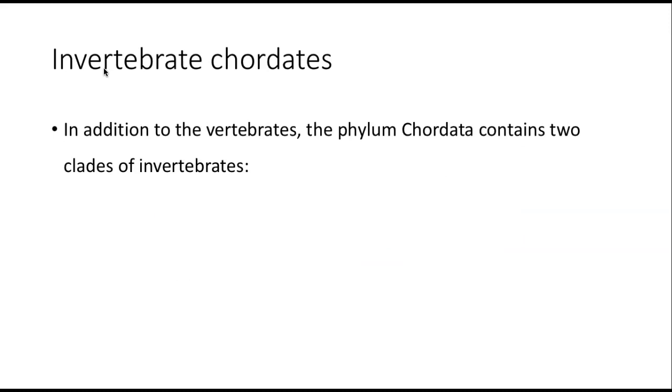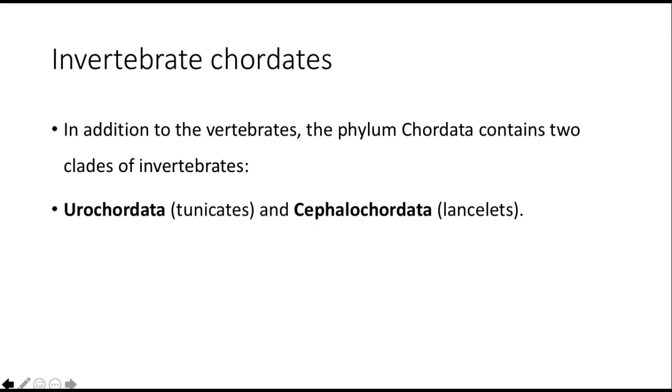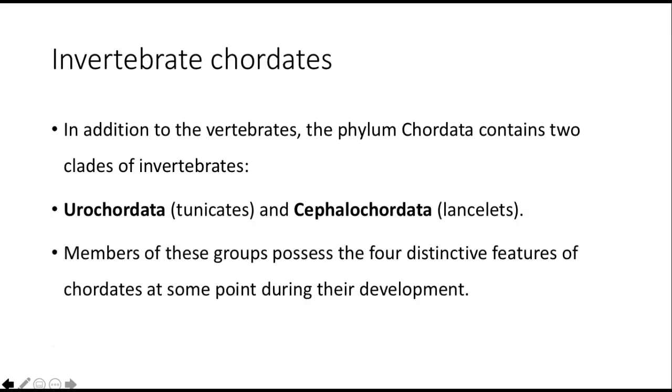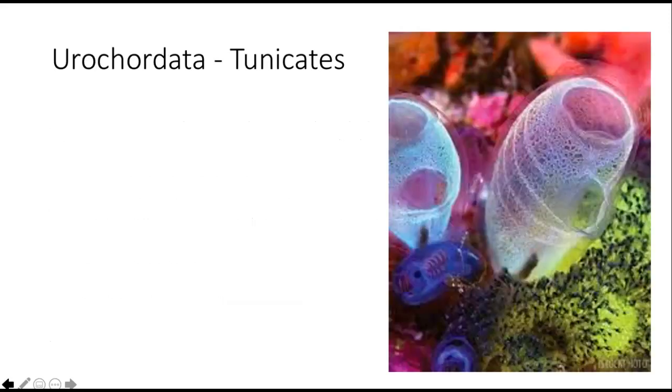features of chordates. Let's talk about invertebrate chordates. In addition to the vertebrates, the phylum Chordata contains 2 clades of invertebrates: the Urochordata, which are the Tunicates, and the Cephalochordata, which are the Lancelets. Members of these groups possess the 4 distinctive features of chordates at some point during their development.